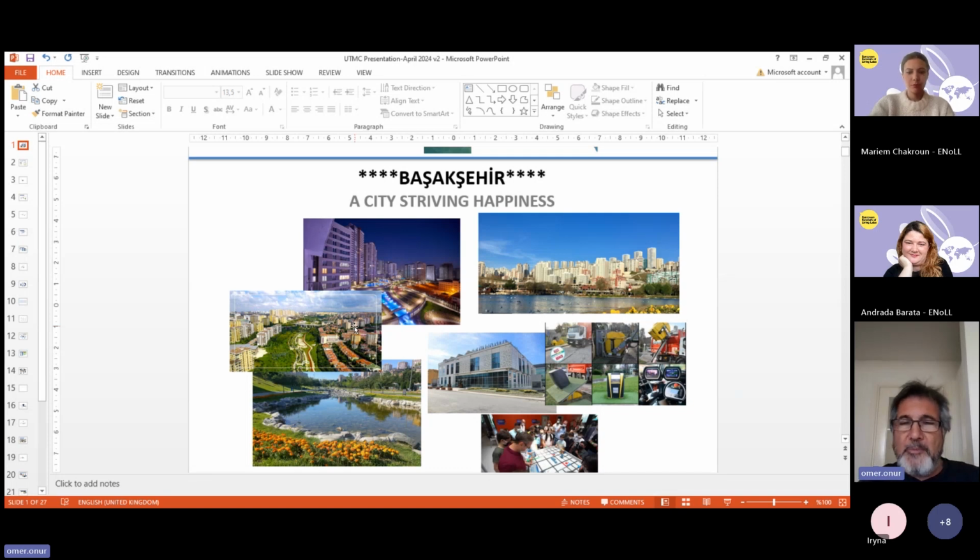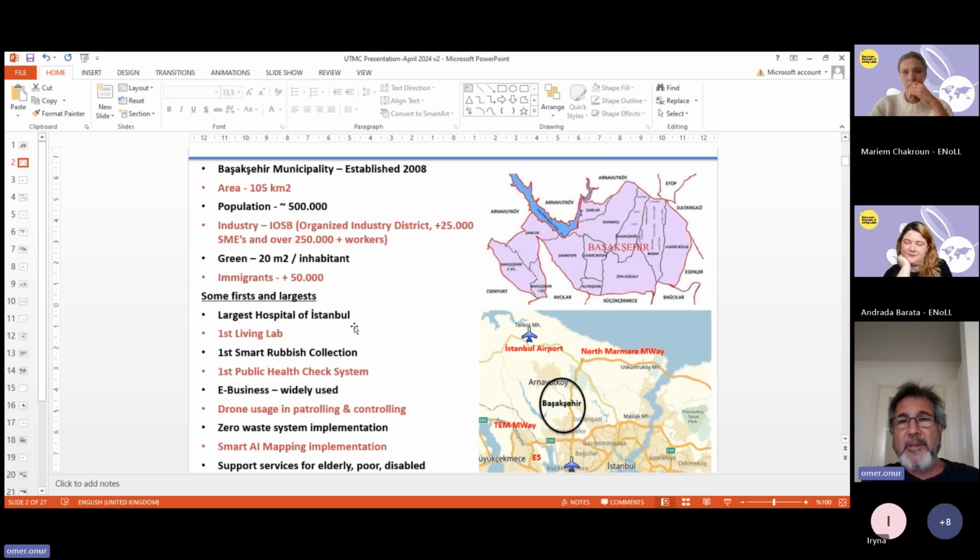Okay. So these are some pictures from our city, Başakşehir. Başakşehir is a relatively new city. I think it's around 15 to 20 years old. It's one of the 39 districts, municipalities of metropolitan Istanbul. So in this map on the right-hand corner, you can see the Bosphorus.